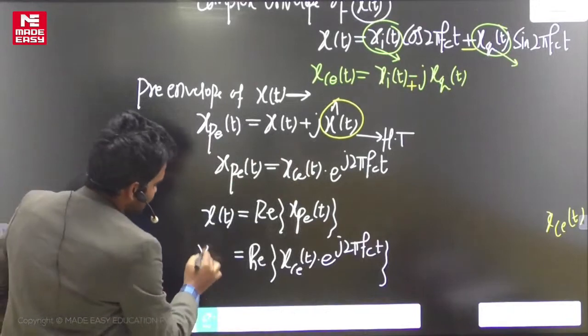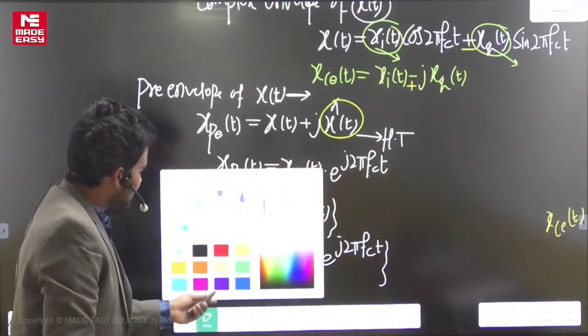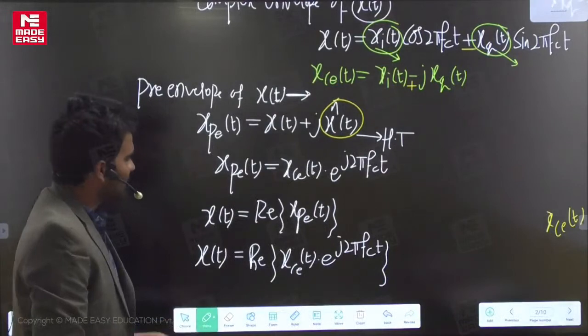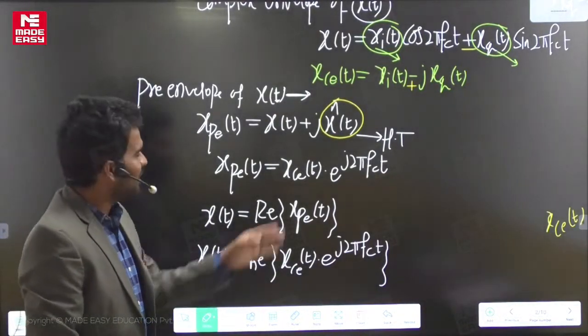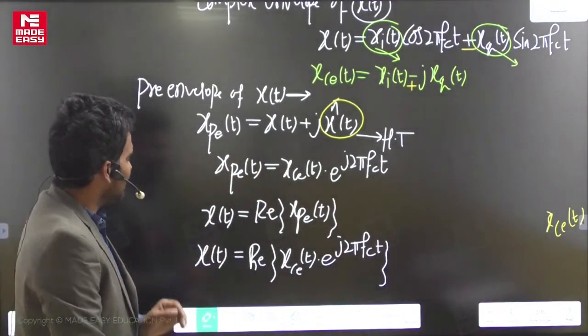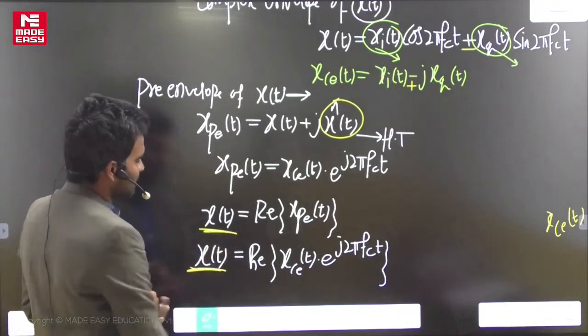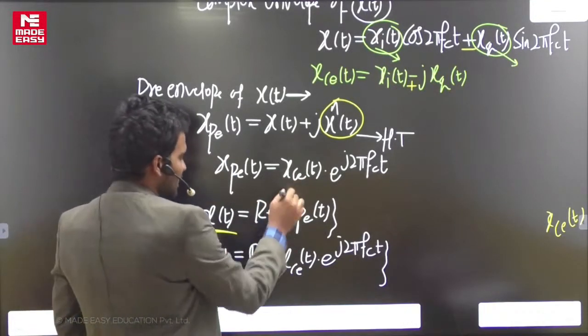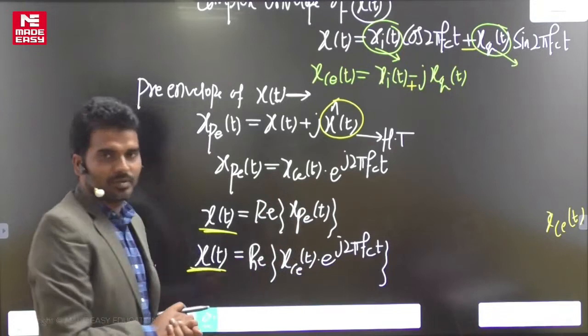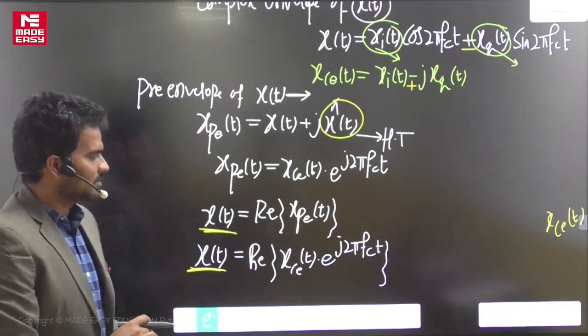So these are some formulas about the relation between the complex envelope and the pre-envelope of a signal, and how to find the given bandpass signal x(t) from its pre-envelope and from its complex envelope. So take care of these formulas.